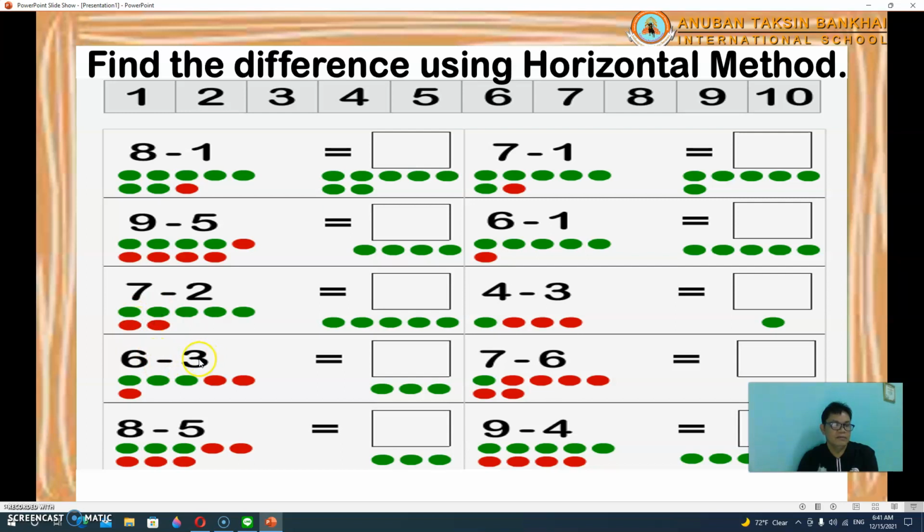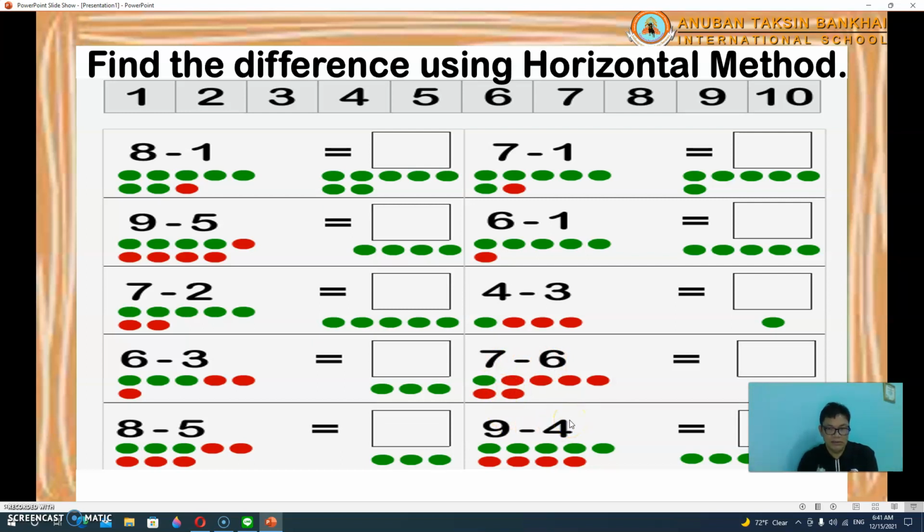Okay, 6 minus 3 equals 1, 2, 3. Okay, so 8 minus 5 equals 3. 1, 2, 3. 7 minus 1 equals 6. 6 minus 1 equals 5. 4 minus 3 equals 1. 7 minus 6 equals 1. 9 minus 4 equals 5.